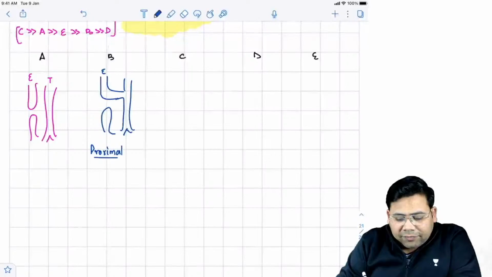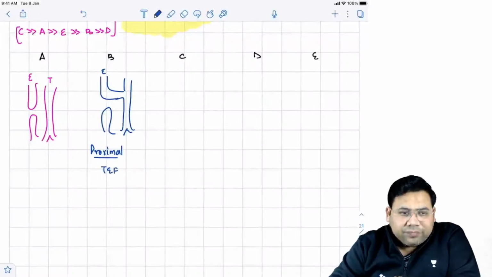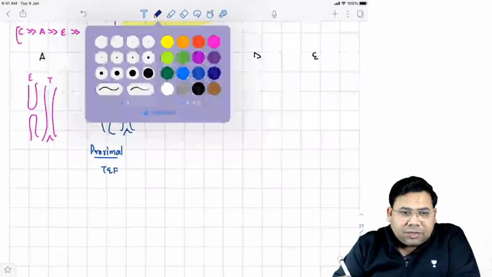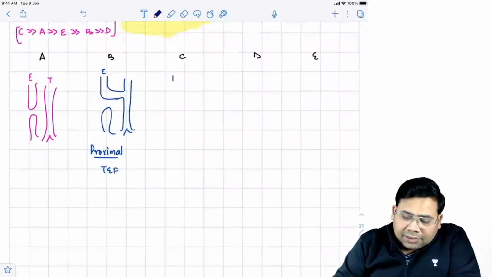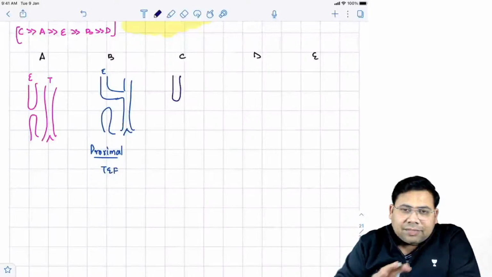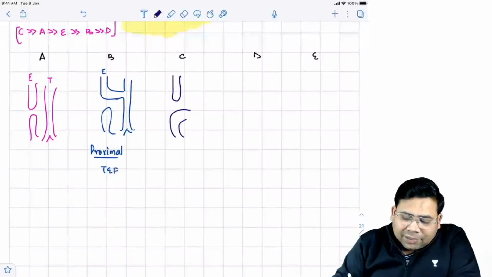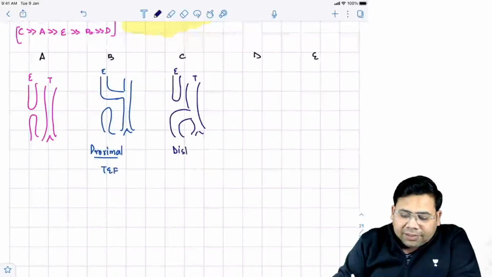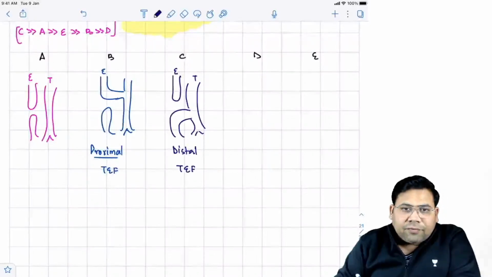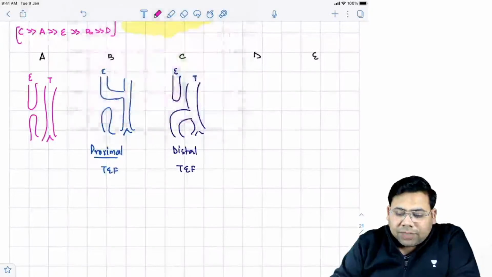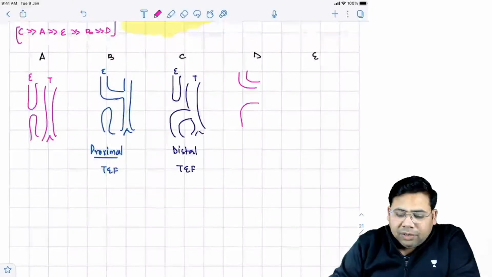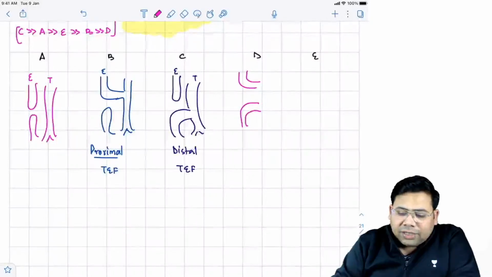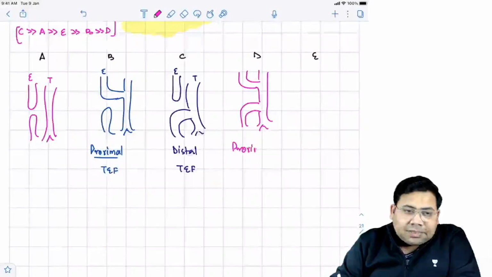Proximal TEF. Then we have type C. What is type C, students? The proximal segment is atretic and blind, but the distal segment has the fistulous connection with the trachea. This is what is known as a distal TEF. Then we have type D. It's a combination of a proximal and a distal TEF, so proximal plus distal TEF.